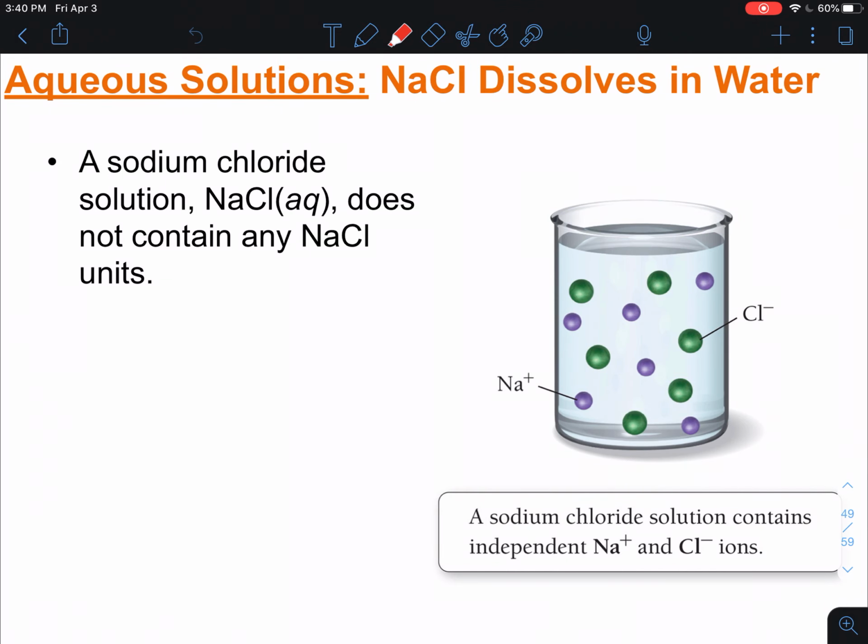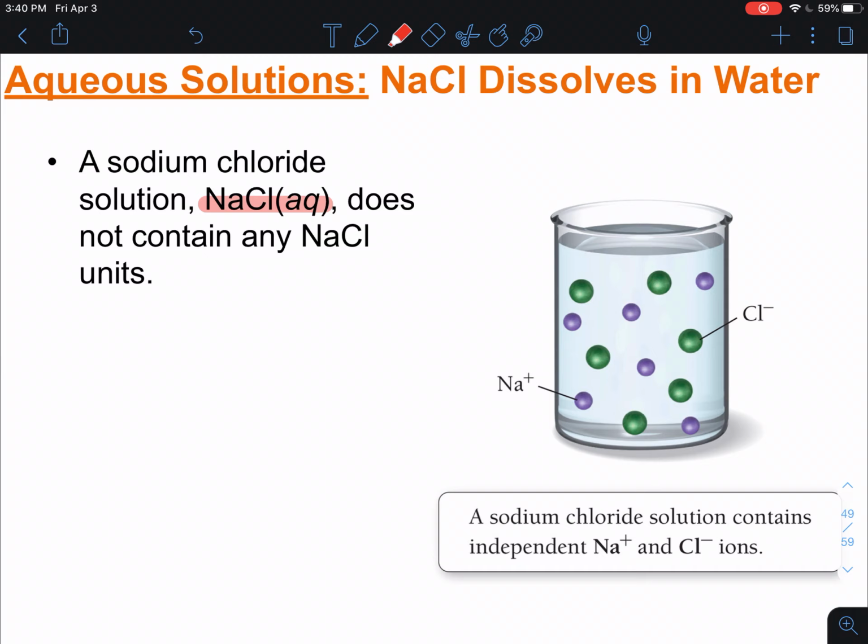All right, so moving forward, we already talked about balancing. Now I'm just going to wrap this section of the lecture up with aqueous solutions. It's important for you to understand what an aqueous solution is: something where something dissolves in water. A sodium chloride solution is represented as NaCl subscript AQ. When we see NaCl subscript AQ, we have to think sodium chloride in water.